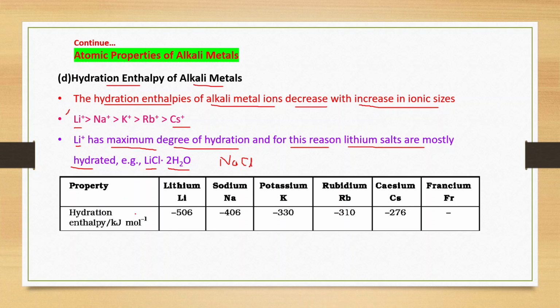And this table shows the hydration enthalpies of these elements. So see, lithium is most negative and this becomes least negative for cesium. So we can say hydration enthalpy depends on the size of the cation. Smaller the size of the cation, larger the hydration enthalpy. And these hydration enthalpies are negative. So we can say the process of hydration is exothermic.